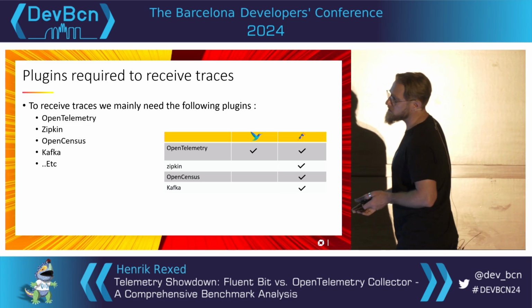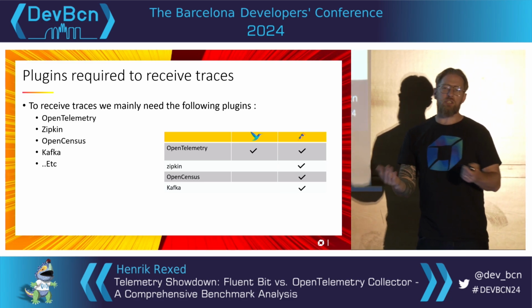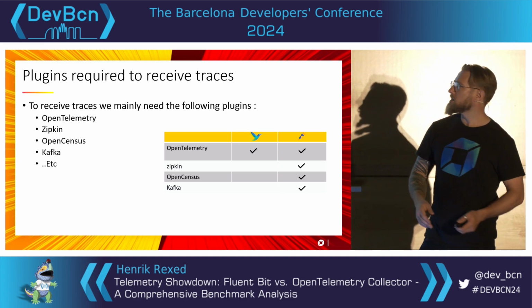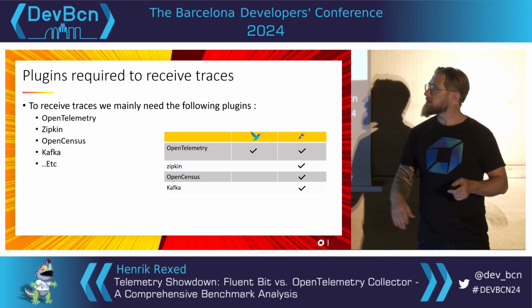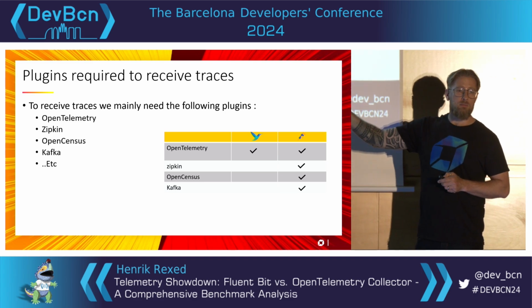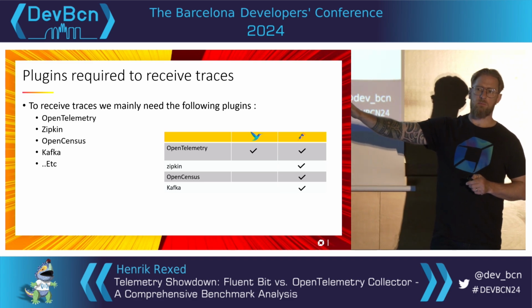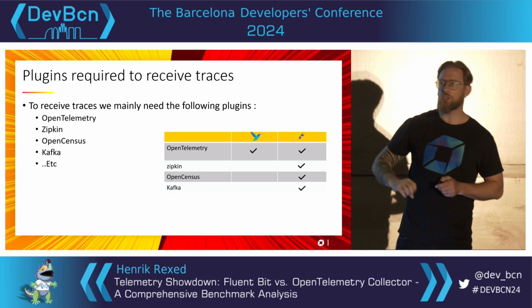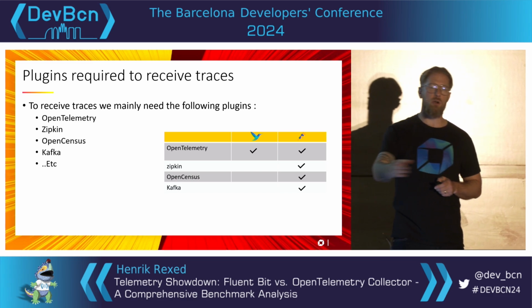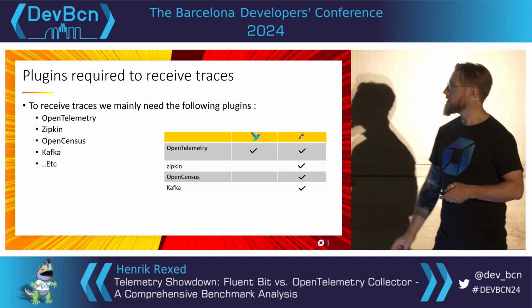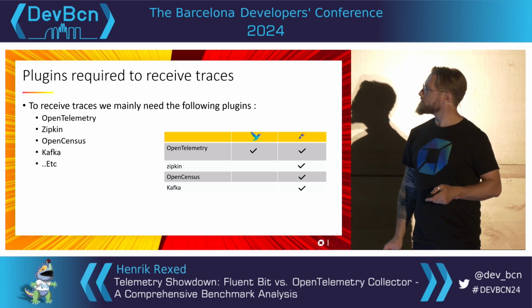So when it comes to traces, there was no question when I started the benchmark. I mean, OpenTelemetry has all the features we need, so they support everything. No question about that. Fluent Bit, it's only OpenTelemetry, and only OpenTelemetry on the HTTP protocol, which means if you're having anything sending through gRPC, yeah, you will have to find a way of converting the protocol on the way.